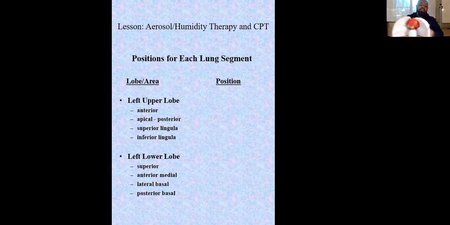I don't know if it has a fissure. See, this one has, you see that line right here? That's the separation. So all of this is the left upper lobe, and then all this right here will be the left lower lobe, okay?